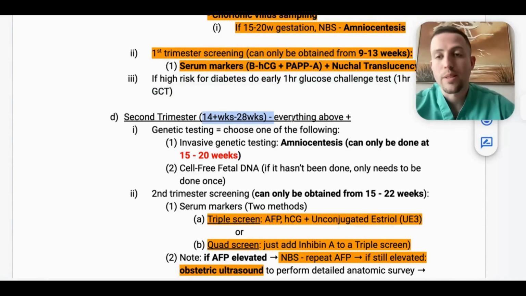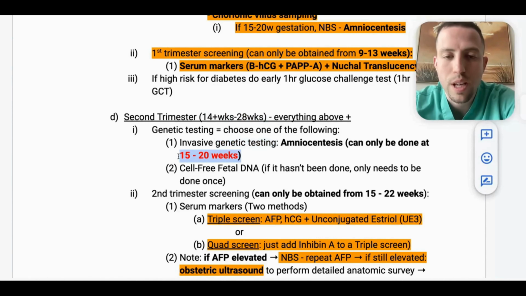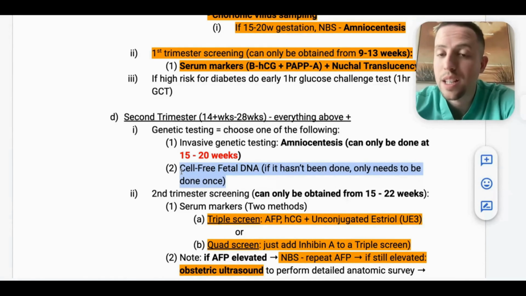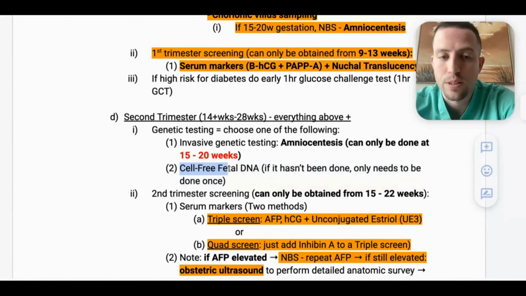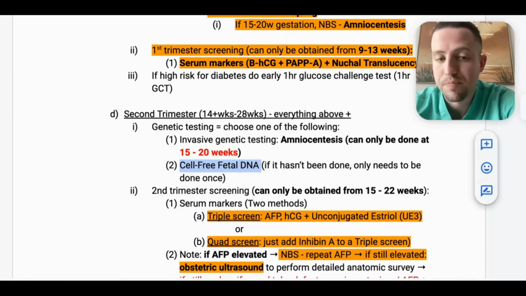So you do everything above plus the following. For genetic testing, you can consider invasive genetic testing such as amniocentesis at 15 to 20 weeks. And you can also do cell-free fetal DNA if it hasn't been done yet by the time the patient comes to you. So if the patient comes in at 16 weeks gestation and they've never had any prenatal care, you can actually do the cell-free fetal DNA at that point. So it only needs to be done once, but it has to be done.